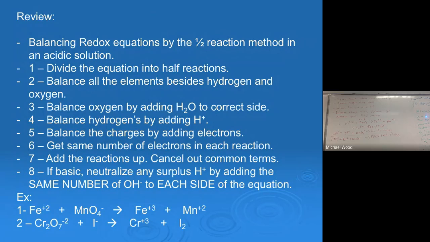Do you remember that a little bit? Doing that? Okay, you guys try B. Cr2O7 -2 plus I negative. Okay, go ahead and take a minute. See if you can go through and write out what you're doing. You're using the half reaction method to balance this reaction.